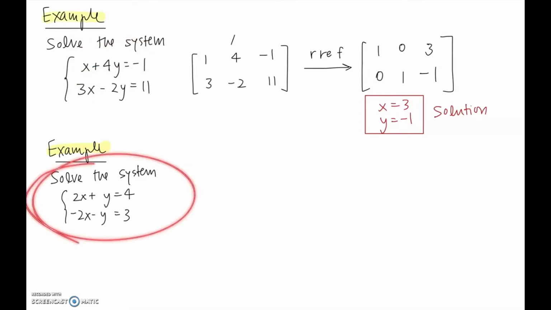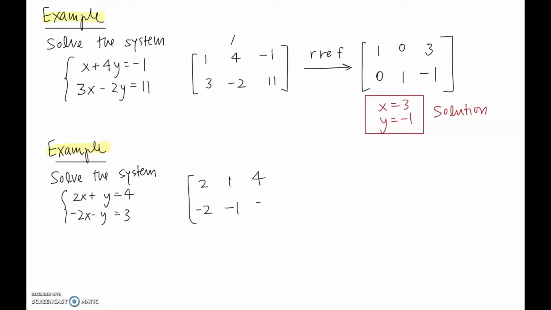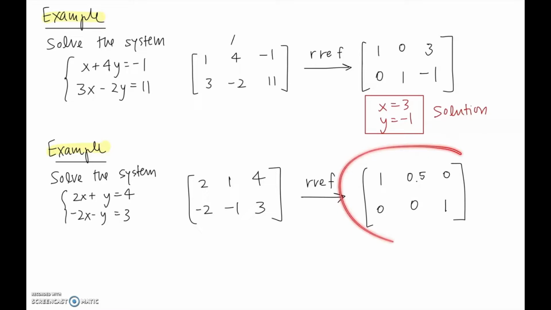Okay, I have another example, solve this system, and using matrices, I'll put it in a matrix, 2, 1, 4, -2, -1, 3. I asked the calculator to put it in reduced row echelon form, and this is what I get out. I get 1, 0.5, 0, 0, 0, 1. So something a little bit different is going on here. When I try to read off my solutions, the first line tells me that 1x plus 0.5y equals 0. Okay, that's not quite as helpful as it has been in the past.